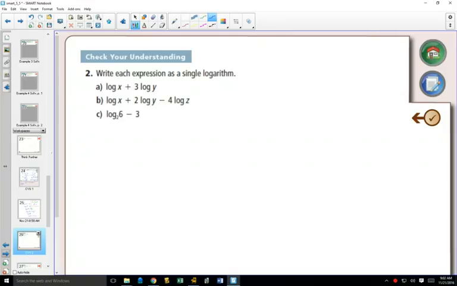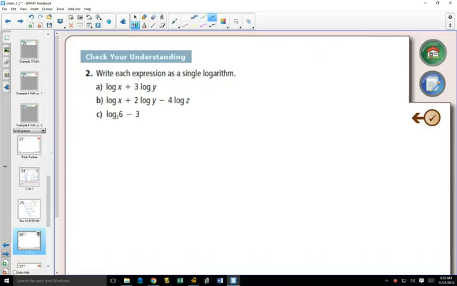Now, when you get multiple log laws in one question, which these ones have, we have to decide which log law we are going to use first. For example, in the first one, we've got log x plus 3 log y. You can see that there's the adding there. That's one of our log laws. We also see that there's a number in front, and that's one of our log laws.